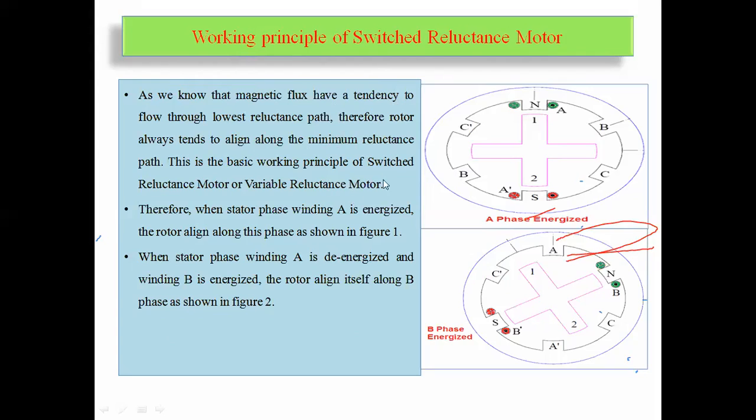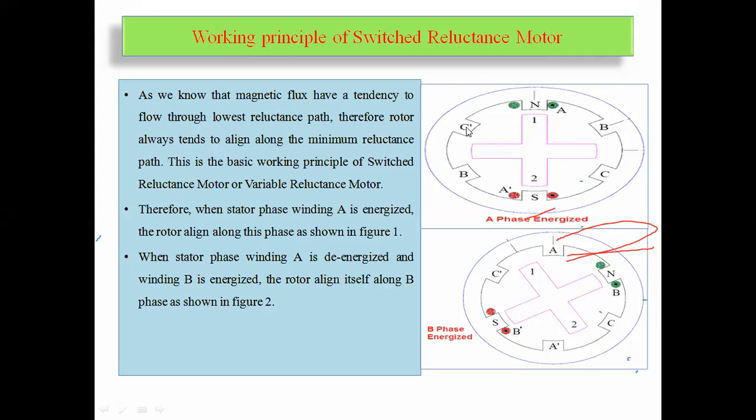म्हणजे काय, मी काय सांगितलं इथं जेव्हा रिलक्टन्स टॉर्क क्रिएट होईल त्याच केसमध्ये माझा मोटर रोटेट होणार आहे किंवा रोटर माझा फिरणार आहे. ओके, so once as I know the principle is that magnetic flux has a tendency to flow through the lowest reluctance path. ओके, म्हणजे काय, रिलक्टन्स जिथं कमी असेल तिथनच तो फ्लो होणार आहे. Therefore rotor always tends to align along the minimum reluctance path.